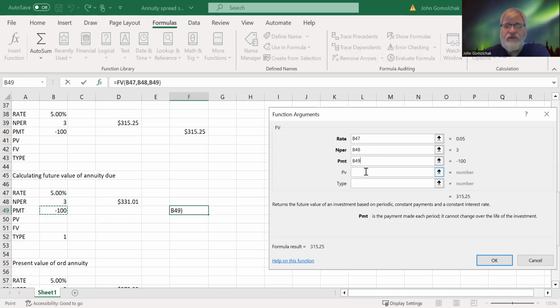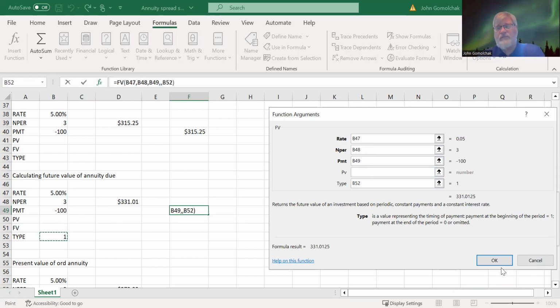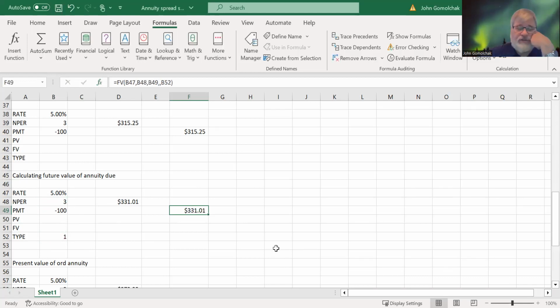B49 at negative $100. And then all I'm going to do is go into the very bottom box here, and I'm going to enter type, which is going to be 1, which is, I guess, B52. If I click enter, it calculates for me $331.01, the exact number that the book says we should have calculated.